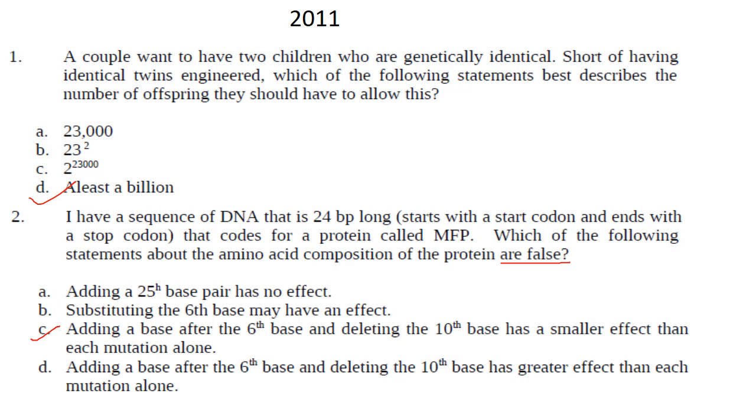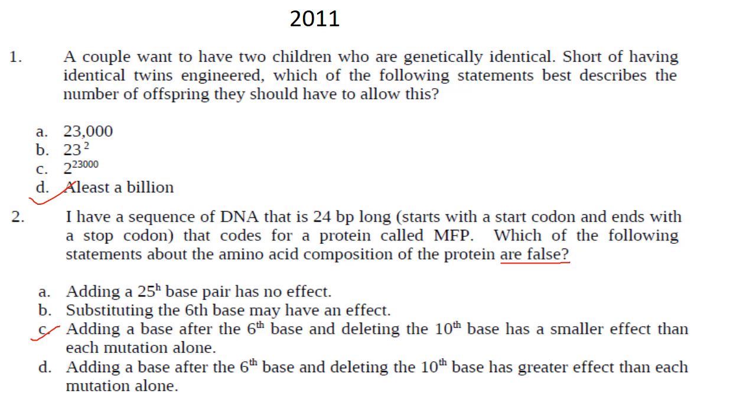Coming to the year 2011. First question. A couple wants to have two children who are genetically identical. Short of having identical twins engineered, which of the following statements best describes the number of offspring they would have to allow this? So they should have at least a billion offspring to get to this condition where the children are genetically identical. So the answer is option D.